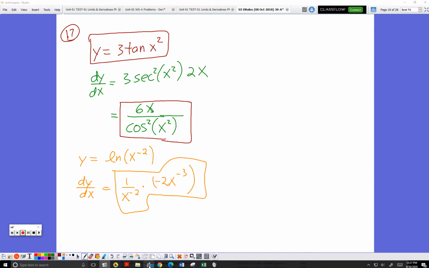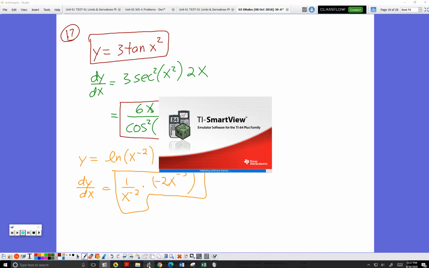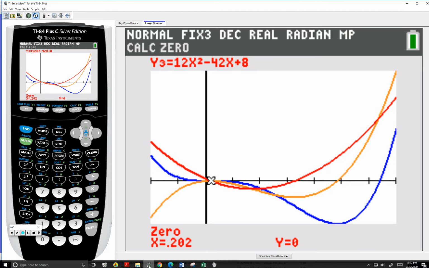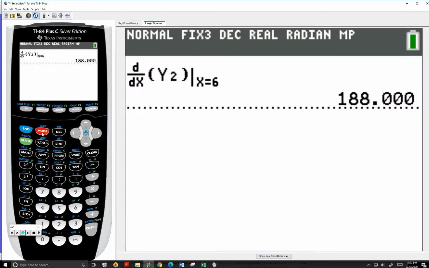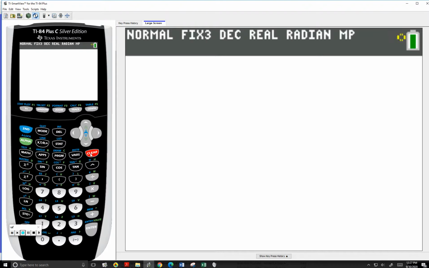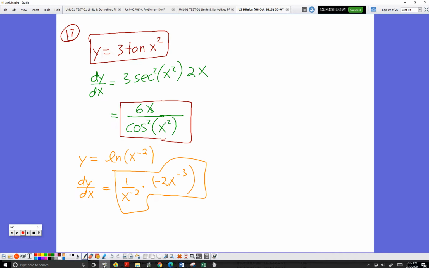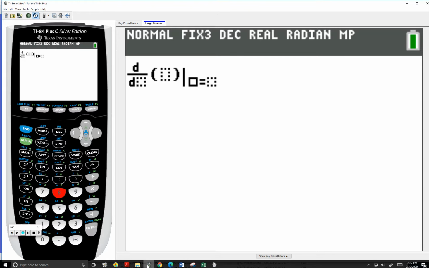Turn on your calculator. I showed you this earlier in the year, actually. And say, okay, main screen here. Clear. I want to find the derivative. That's math 8. I want the derivative of that formula right there: 3 tangent x squared. So type it in: 3 tangent of x squared.